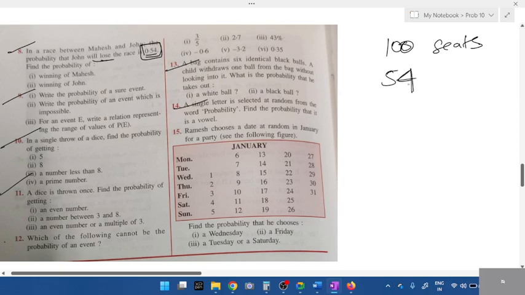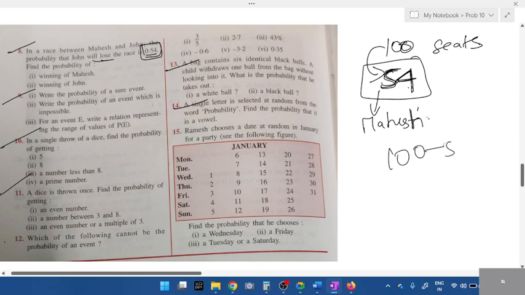54, right? What do you mean by John loses 54, students? Out of 100, John loses 54. This 54 is gained by whom? Who's the other person? Mahesh. That's the reason 0.54. Out of 100 seats, if Mahesh gets 54 seats, John will get the remainder, 100 minus 54. That is 56. Here you can't write 56, write 0.56.